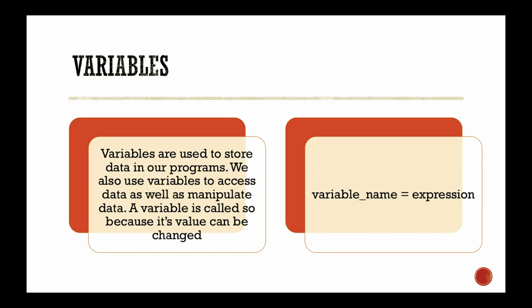Variables are used to store data in our programs. We also use variables to access data as well as manipulate data. A variable is called so because its value can be changed. It is variable, able to change. To create a variable in Python, we have to use the following assignment statement: variable name equals expression. This variable name is the name of the variable. This equal sign is known as the assignment operator. And expression is just a combination of values, variables, and operators.